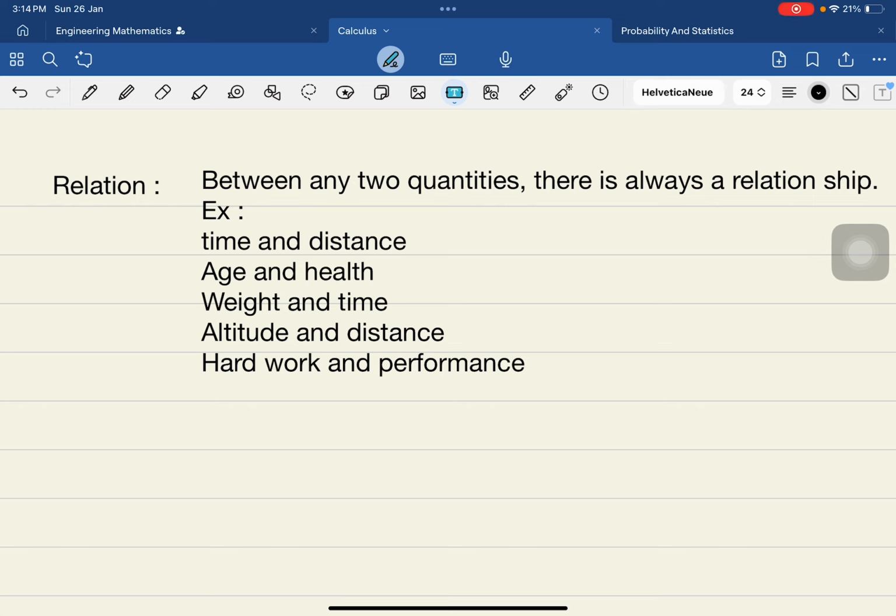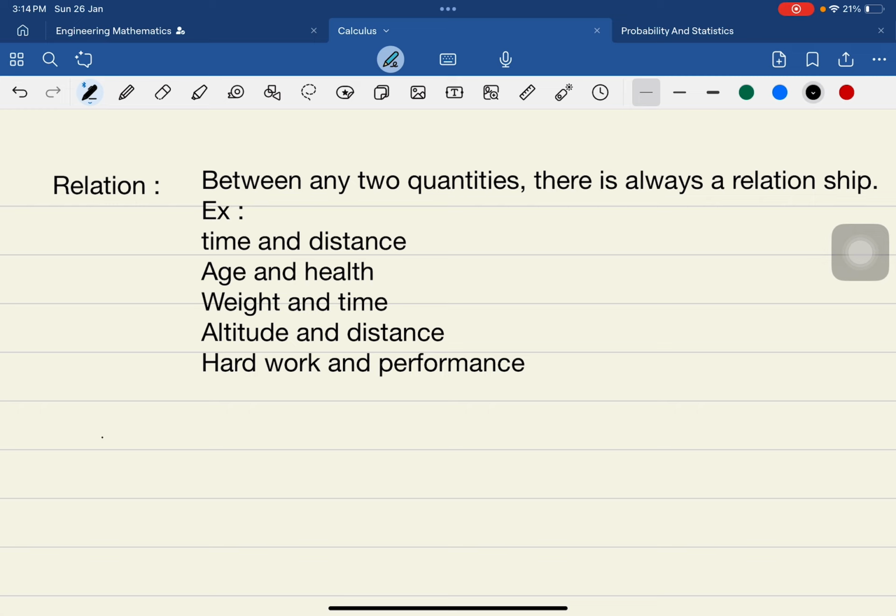Hard work and performance: as you do the hard work, the performance of course gives you a better percentage or better CGPA. So it depends on any two quantities. If you take any two quantities, there is definitely a relationship between them. So that is called a relation, always in a mathematical way.